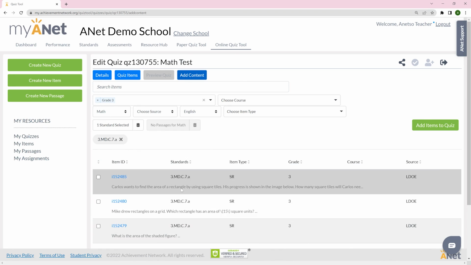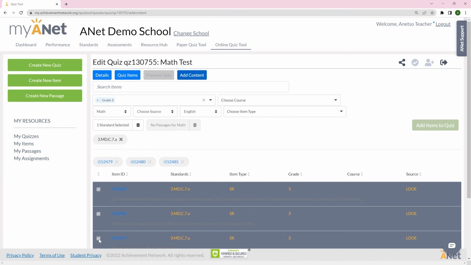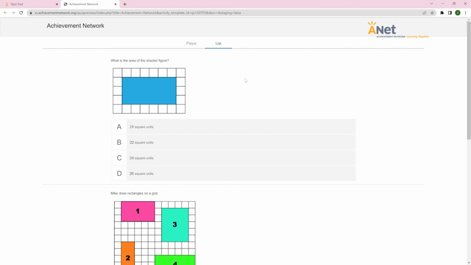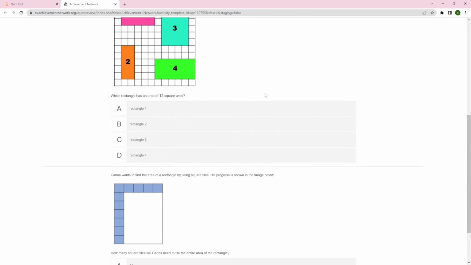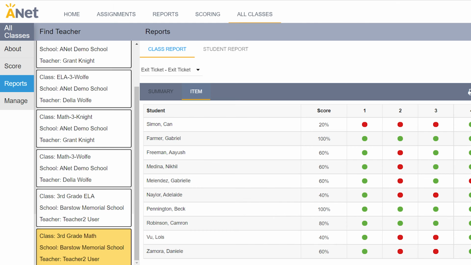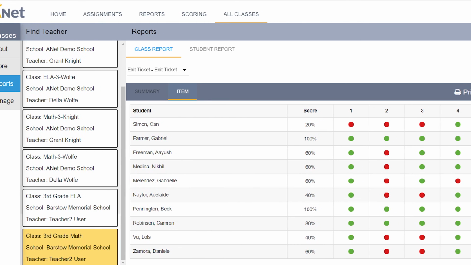Building my quiz allows me to add aligned items and share with just those students who need it. When they take it, you can see overall results in real time, getting a quick snapshot across all questions.